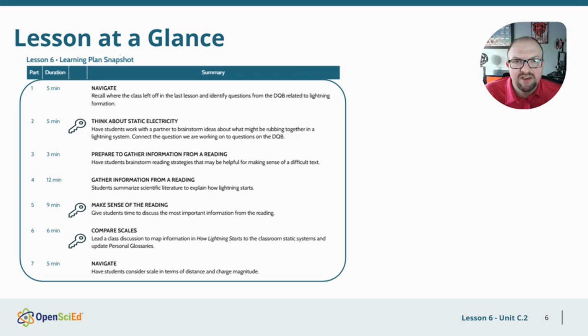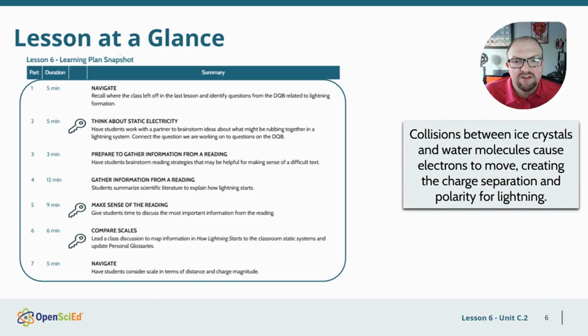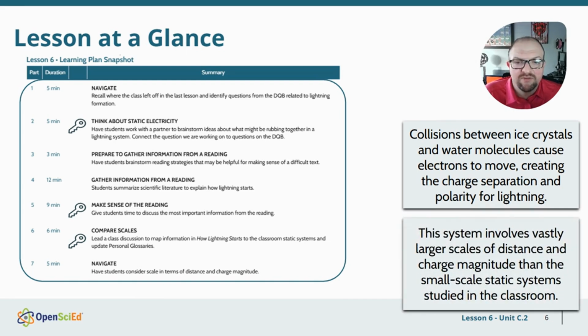Because this is a one-day investigation, I treat the whole experience as one big sense-making loop. We start by critically reading the text, how lightning starts, and then explicitly compare the natural lightning system to the work we've been doing with sticky tape. Throughout that process, we figure out that static forces in clouds come from moving electrons, which requires contact between specific atmospheric ingredients. And specifically, we find that collisions between ice and water separate charges, creating massive electron buildup necessary for lightning. But the critical realization here is that lightning involves vastly larger scales of distance and charge than anything we can build in the classroom.